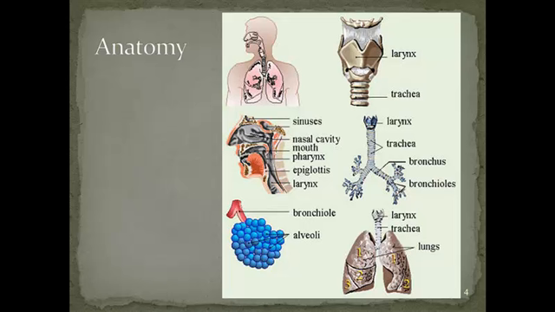Here are some of the anatomical parts of the respiratory system. Make sure you look at your list in your lab packet for these. The next few slides will show these in more detail.